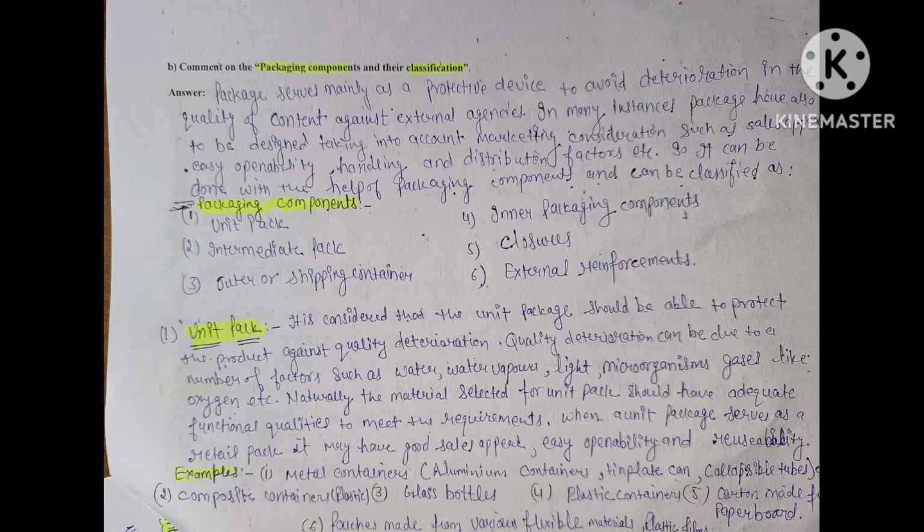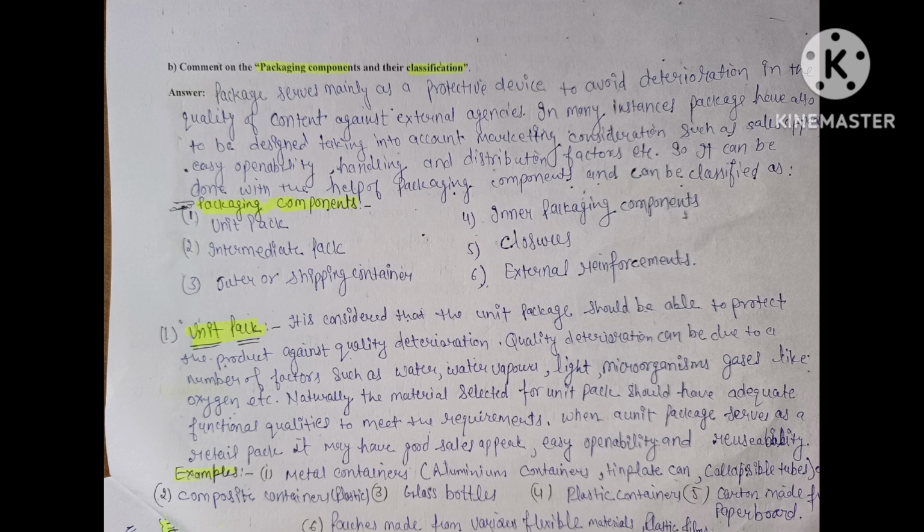Second is composite containers. Third example is glass bottles, plastic containers, cartons made from paperboard, pouches made from various flexible materials like plastic films, etc.